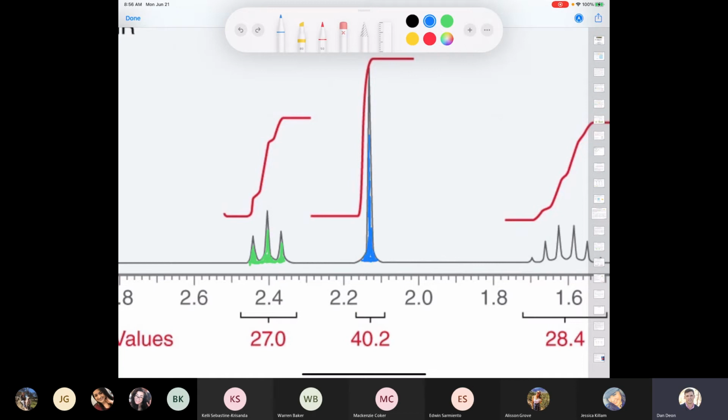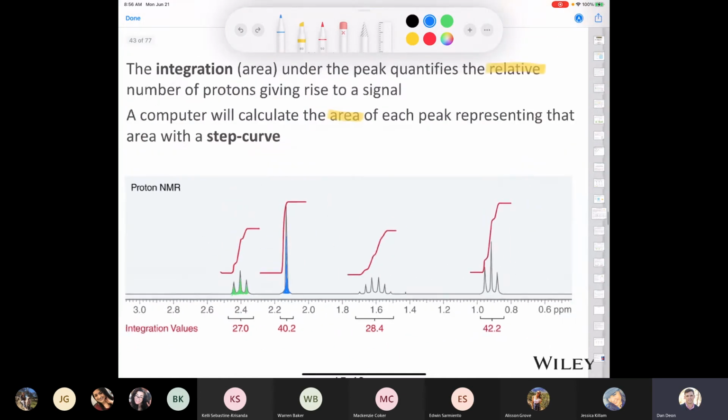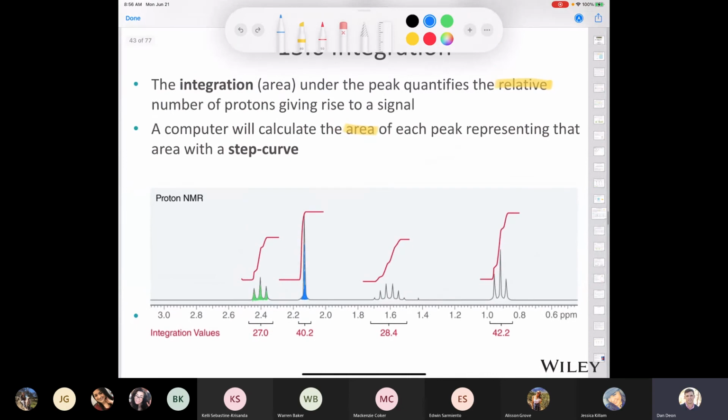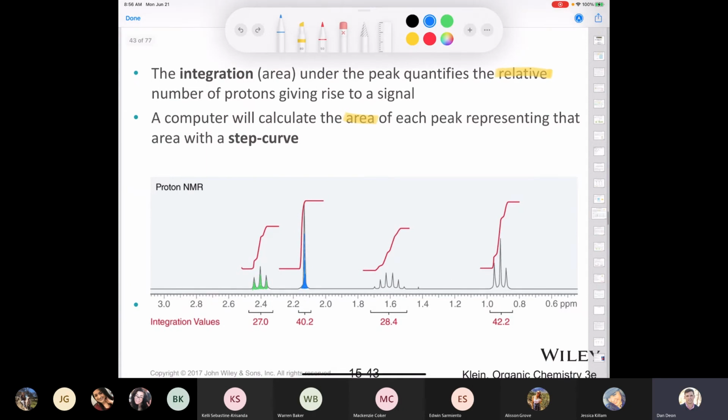I'm not going to do this for all the signals, okay? But it'll measure all that, and it'll say, well, that's got a relative area of 40.2. Well, what's a bigger number? 40.2. So again, it tells you the relative area. But what's cool is that the relative area is proportional to the number of protons. Cool, huh? So you can see that even though the numbers aren't exact, this one's 27 and that one's 28.4. So that means that those 2 signals are representing the same number of protons, right? You see here you've got 40.2 and 42.2. It's close enough that these 2 are representing the same number of protons.